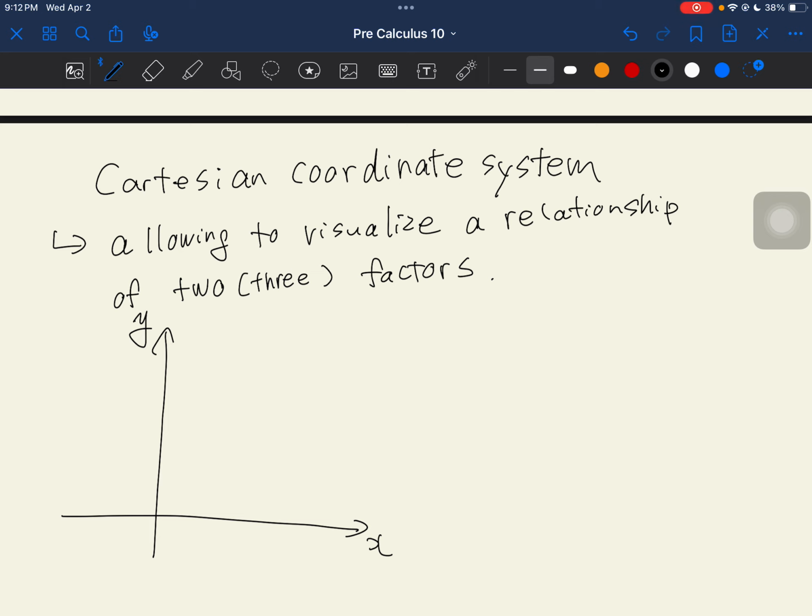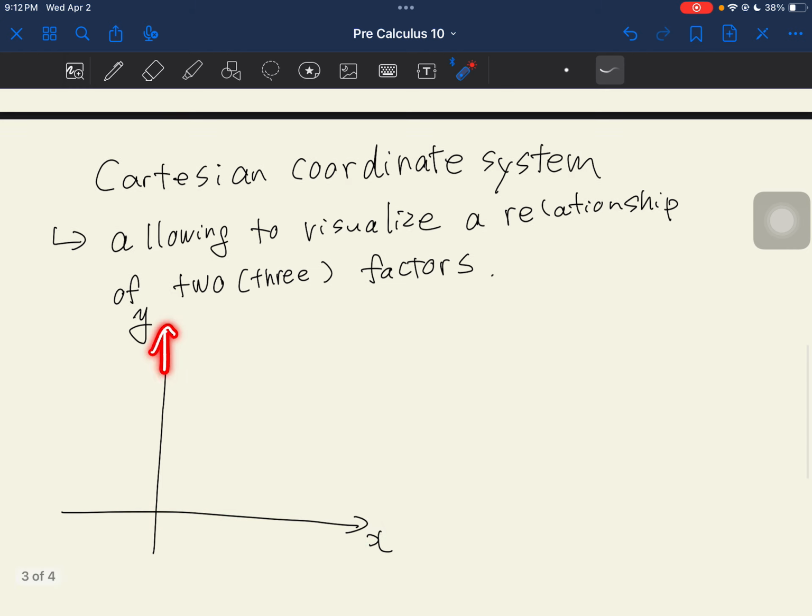The horizontal line means the x-axis, and the vertical line means the y-axis. And the intersection between the x and y-axis is the origin, or you just simply write down O, too short.